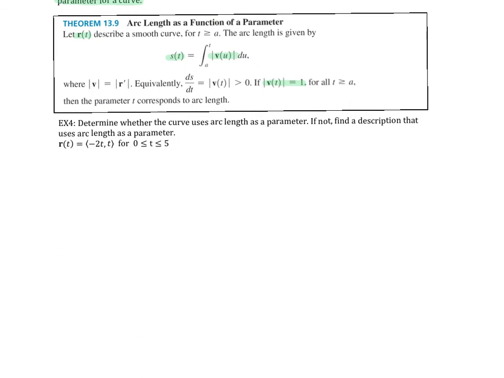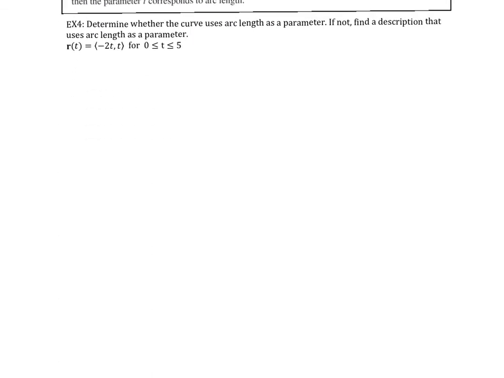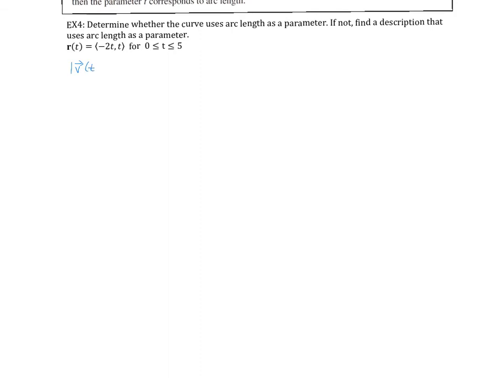Example 4, we're supposed to determine whether the curve uses arc length as a parameter. If it doesn't, we're going to find a description that does use arc length as a parameter. So our curve here is r of t equal to negative 2t comma t. If this curve uses arc length as a parameter, then when I compute the magnitude of the velocity, that should be equal to 1.